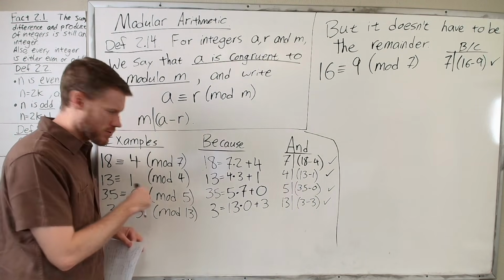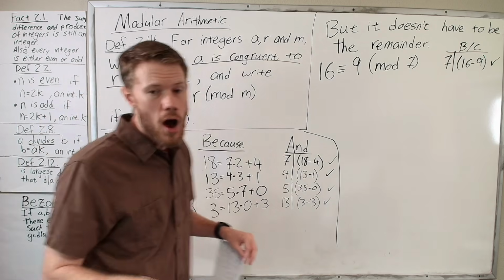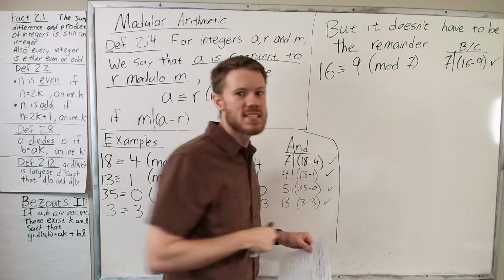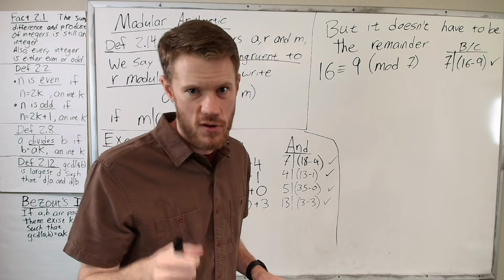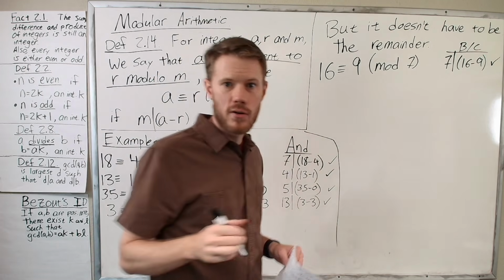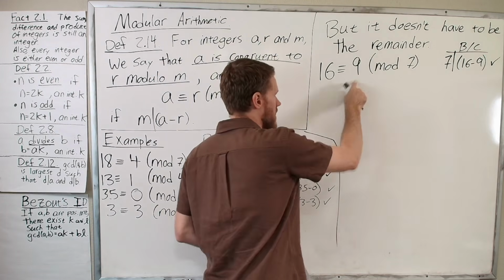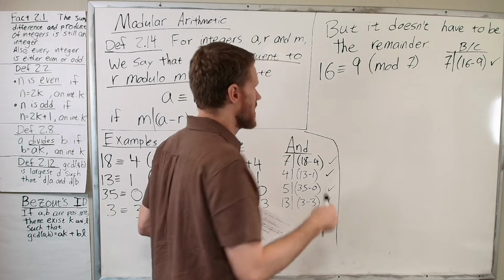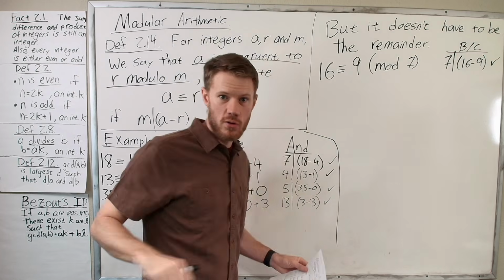So now it's time to expand your understanding a little bit. Things are congruent to the remainder when dividing by the mod. Also, two things are congruent if they have the same remainder when divided by the mod. If you take 16 divided by 7, you get a remainder of 2. If you take 9 divided by 7, you get a remainder of 2. You get the same remainder in both cases. That means that they are indeed going to be congruent.